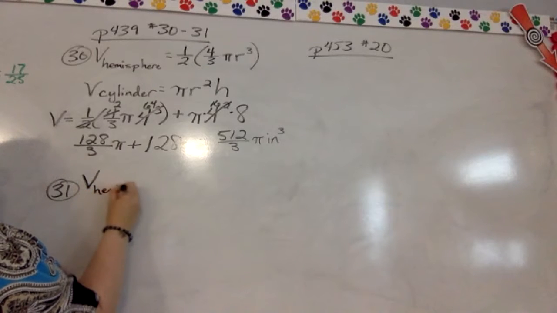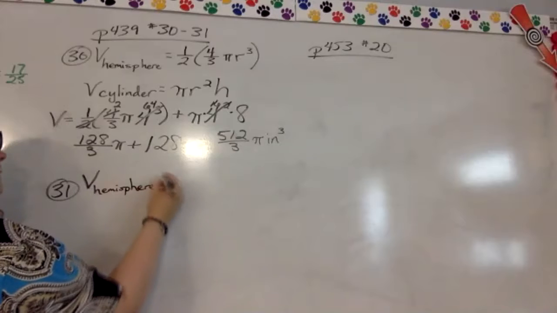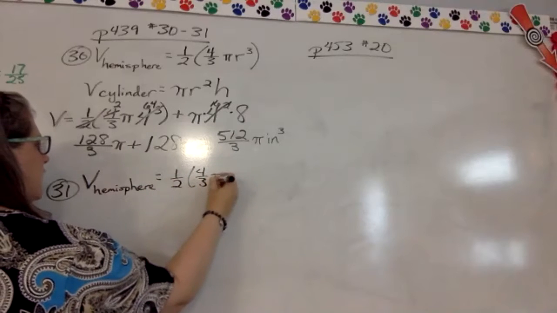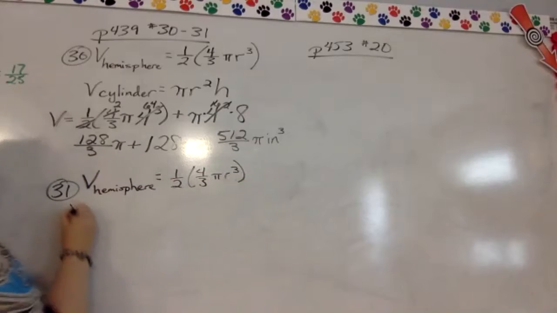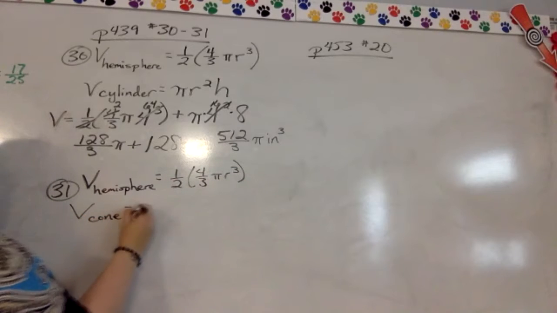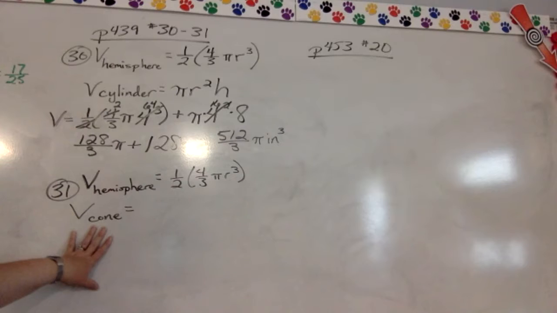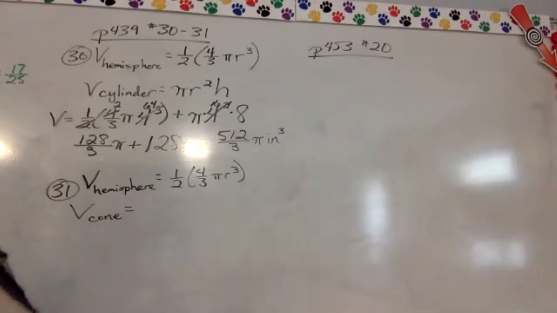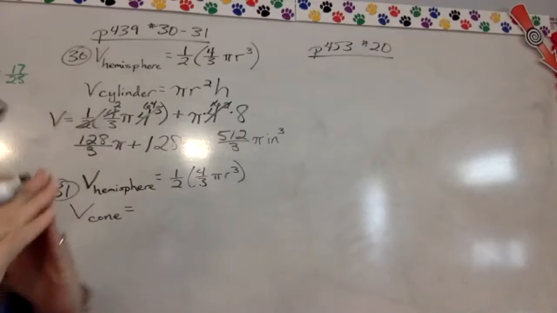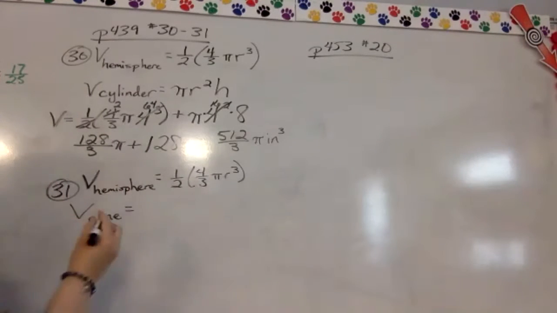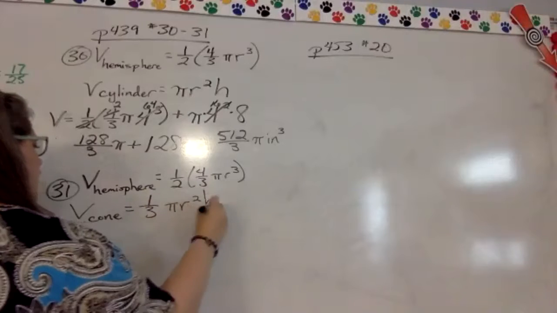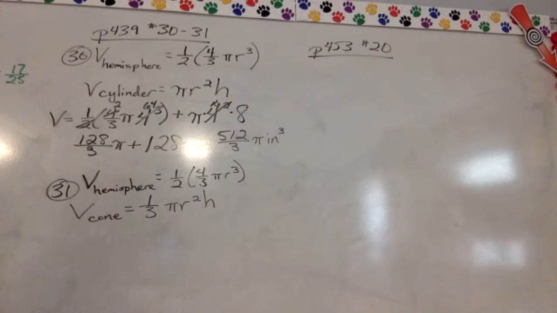A cone. So we're still using the same formula for the hemisphere part, half of the volume of the entire sphere. But then for a cone, the formula for the volume of a cone is very similar to our volume for a cylinder, except since it narrows up into that one single point, we multiply it by a third. You remember it's 1/3 pi r squared h when you're talking about a cone. So those are our formulas that we're going to use for number 31.